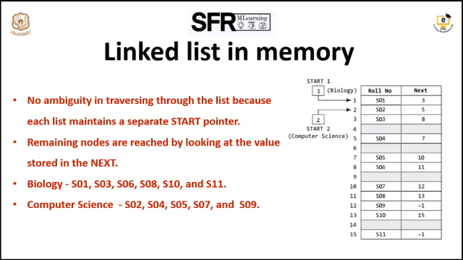For biology: 1, 3, 6, 8, 10, 11. For computer science: 2, 4, 5, 7 and 9. So the same way is followed for both computer science and biology students.